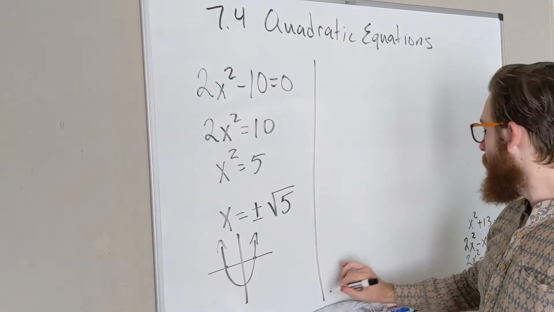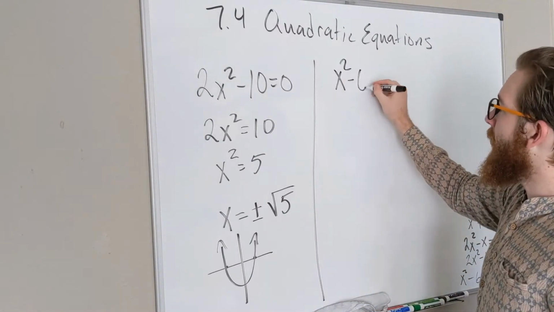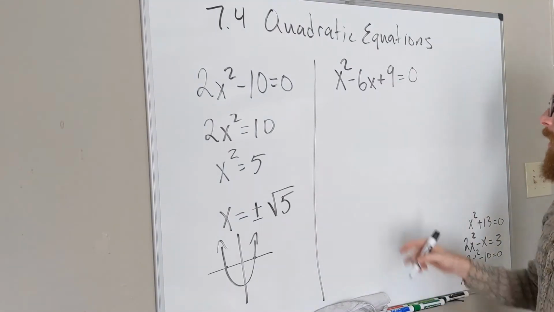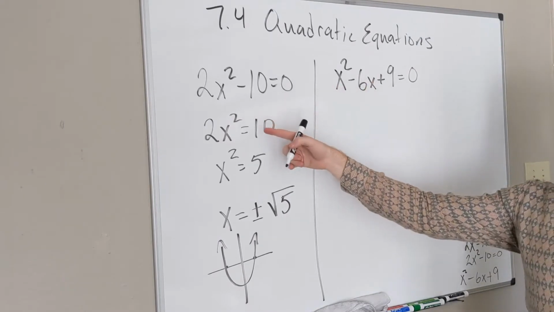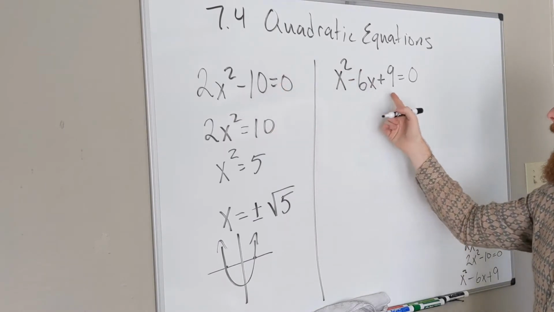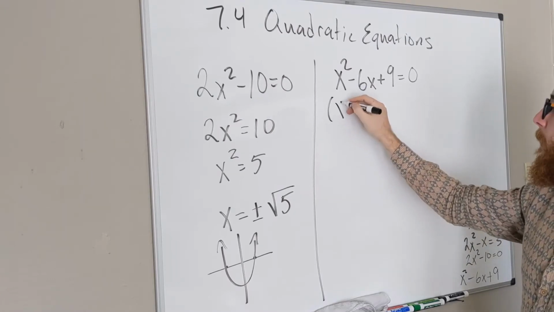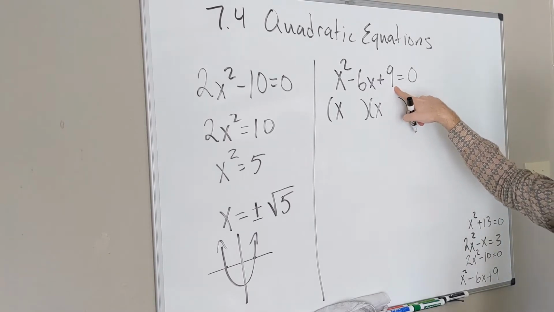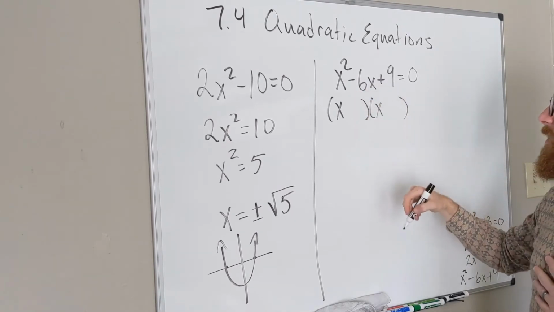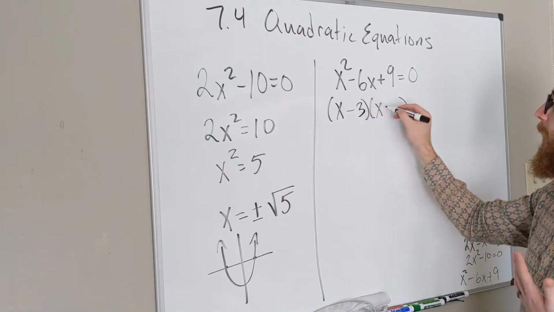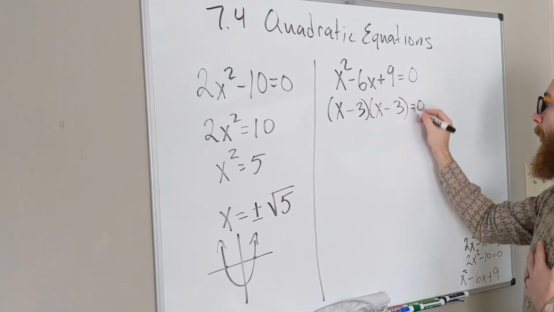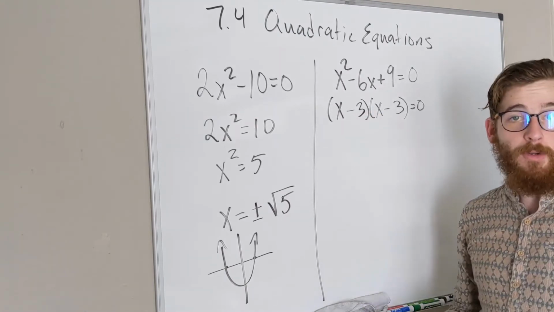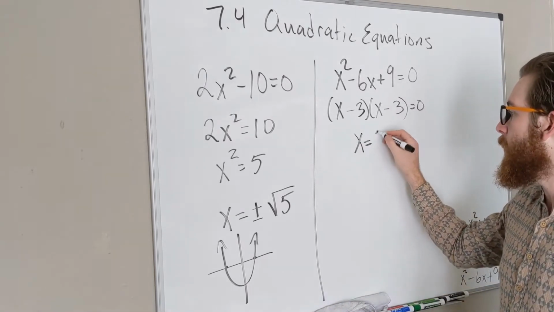Another example, maybe x squared minus 6x plus 9 equal to 0. In this case, I can't do this trick, right? I have an x in the middle, so I have to factor. What multiplies to positive 9 but adds to negative 6? That would be negative 3 and negative 3. These are the same thing, so I only need to solve for 0 once. So that's x equals 3.